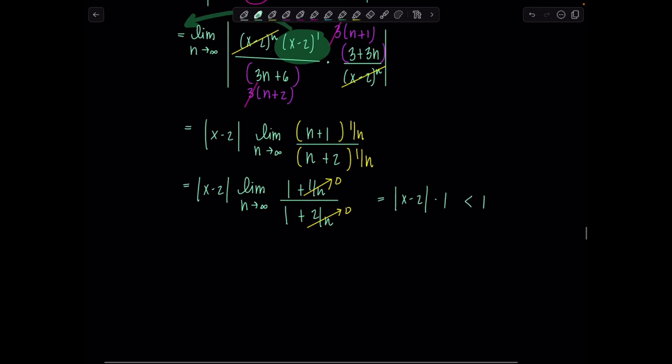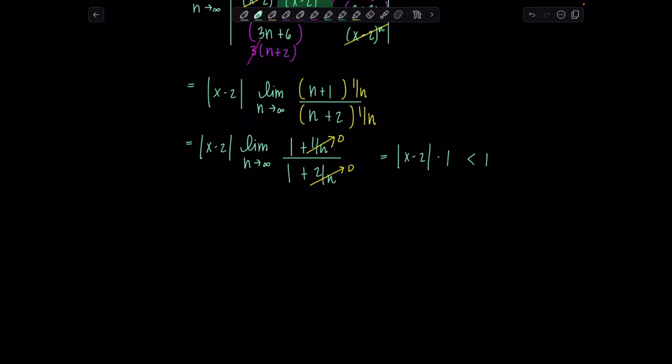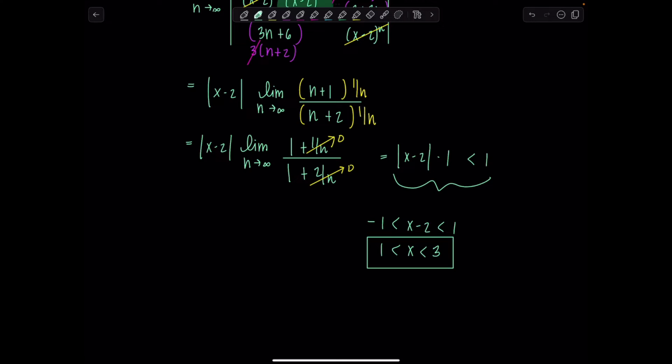Okay, that means absolute value of x minus 2 has to be less than 1, which if I rewrite it without the absolute value bars, that means x minus 2 is between negative 1 and 1, which is the same as saying, if I add 2 everywhere, that x is between 1 and 3. Okay, I know for all the values between 1 and 3, the series will converge, but I need to test what happens at the endpoints 1 and 3, and we test each of them separately.